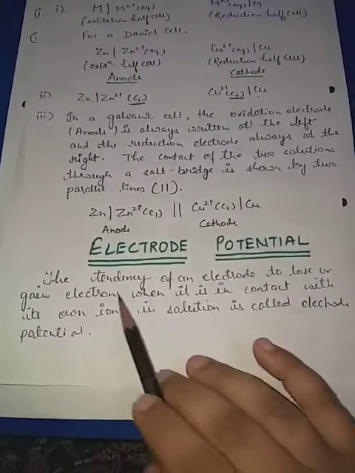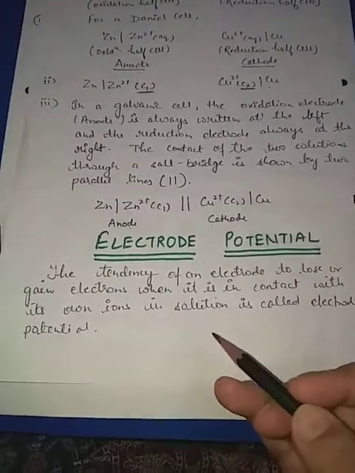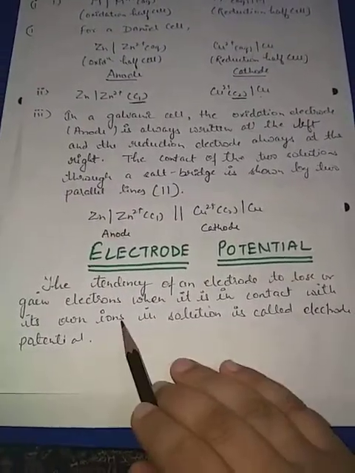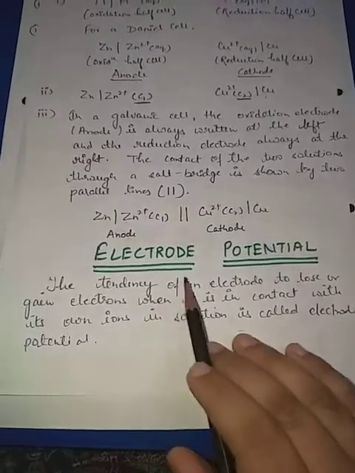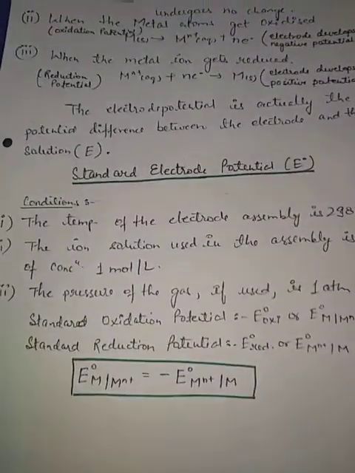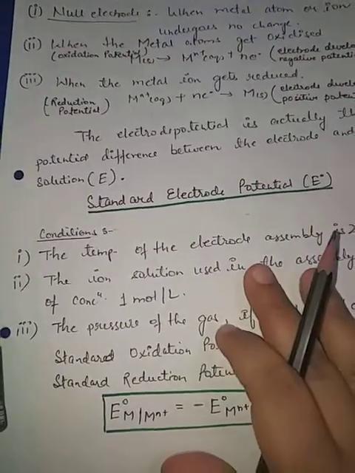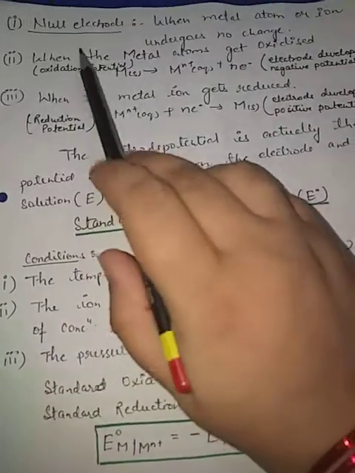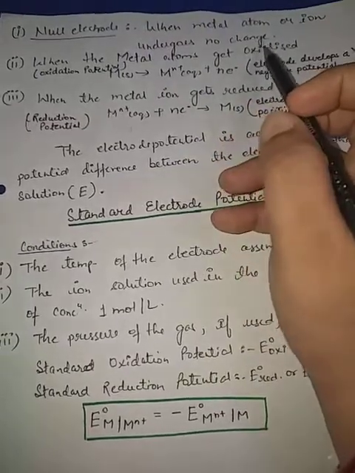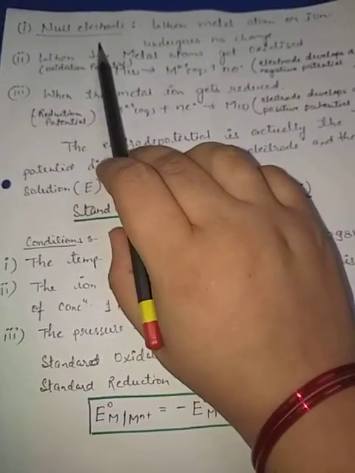Then electrode potential. Electrode potential is the tendency of an electrode to lose or gain electrons when it is in contact with its own ion solution. It has its own ions in the solution. See, electrode potential can be of three kinds. First is the null electrode, where the metal atom neither gains nor loses electrons. The metal atom or ion undergoes no change; then the electrode is called a null electrode.